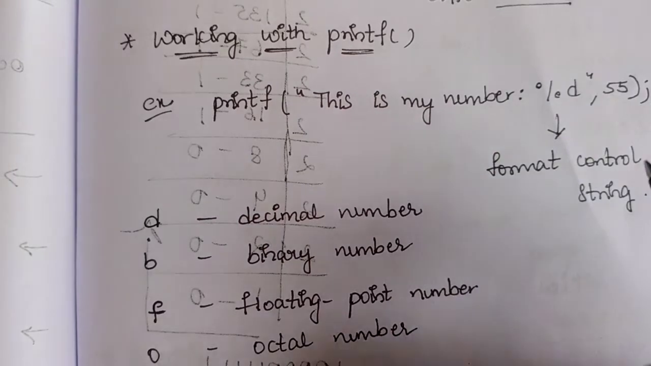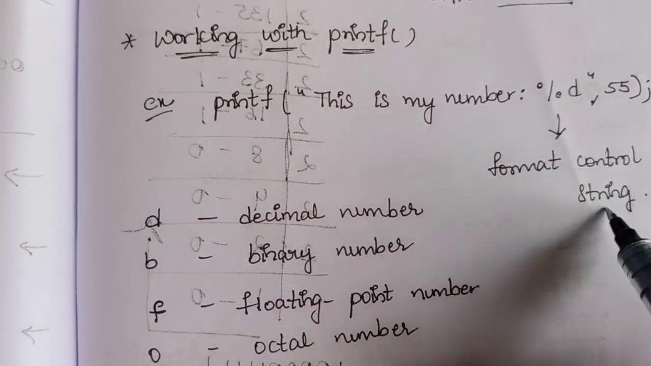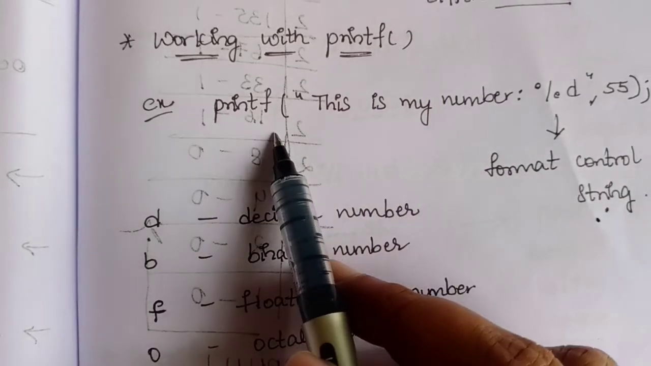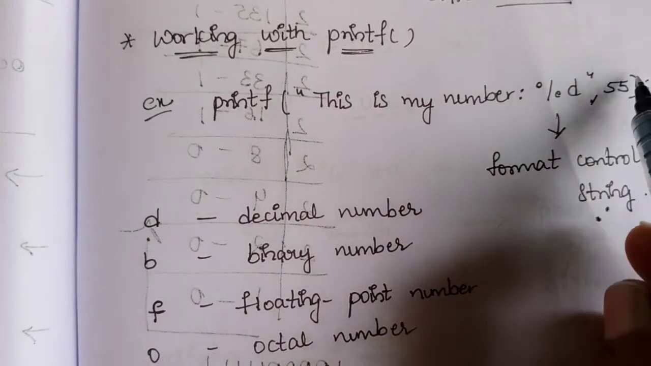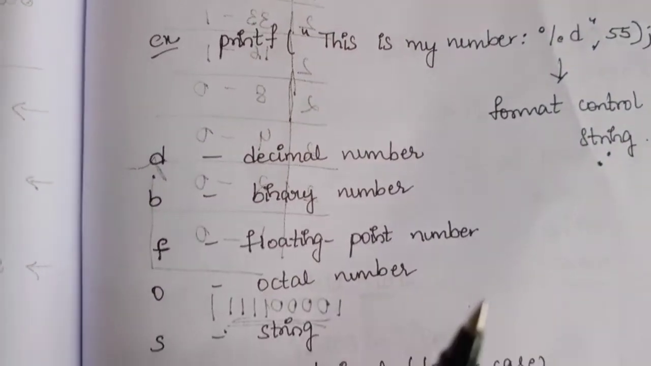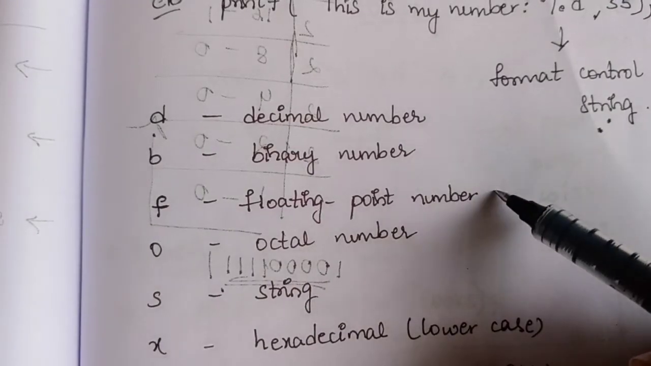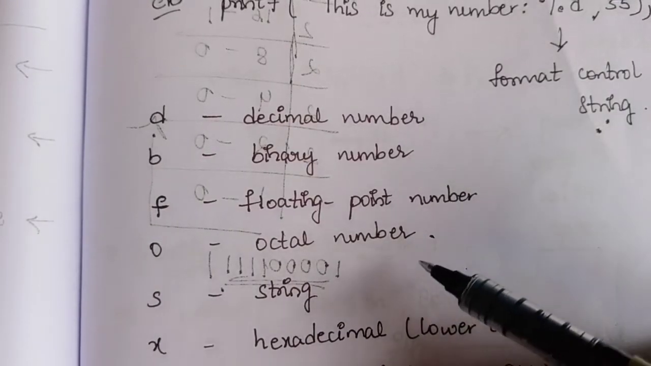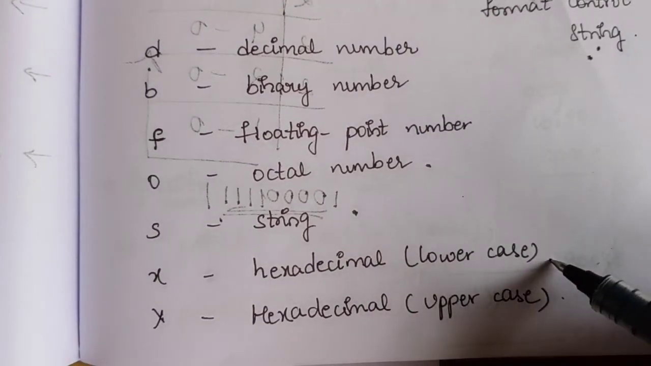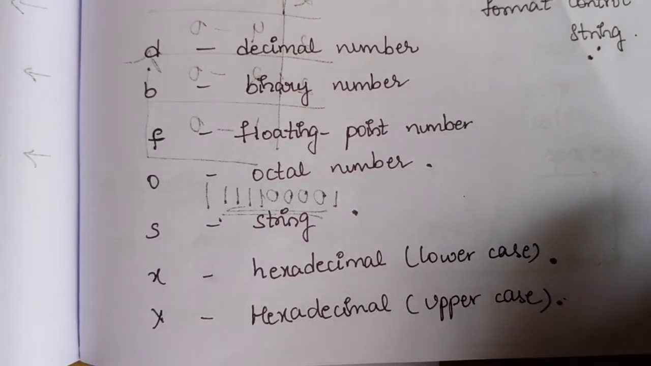Here you can see %d. This is known as the format control string. We use a format control string specifier in printf in order to print the type of data. Similarly, we have d for decimal data, and for binary numbers we have b. Floating point number means f. Then octal number means o. String is s. Then small x is for hexadecimal lowercase and capital X is for hexadecimal uppercase.